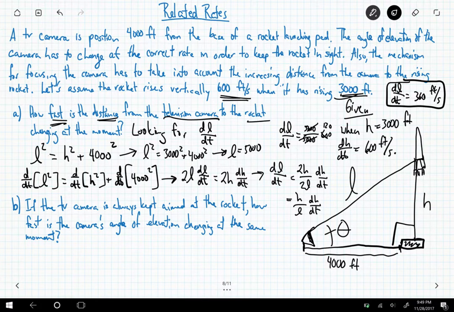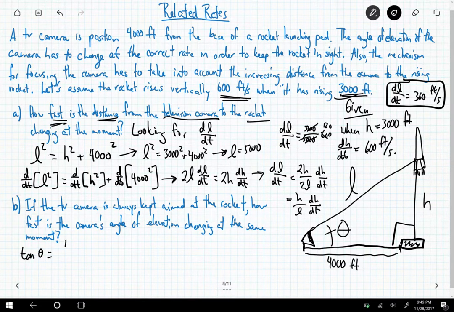if the TV camera is always kept aimed at the rocket, how fast is the camera's angle moving? We're looking for a relationship. Since we have h and dh/dt, we want to probably drop the L in this case. You could work with it, but it's not really necessary. What we probably want to work with in this case is tangent.